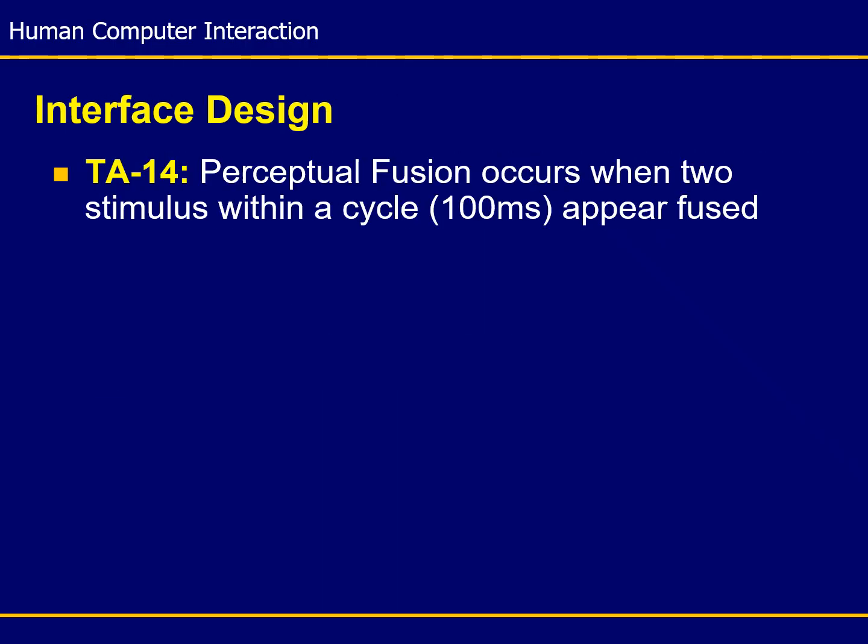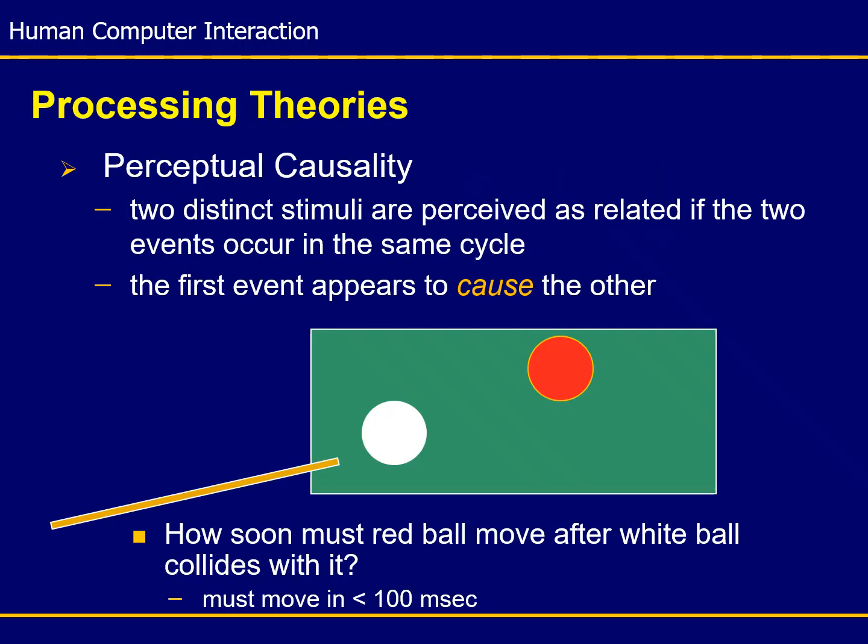So the takeaway is that perceptual fusion occurs when two stimuli within a cycle of 100 milliseconds appear fused, okay? Now, the second complementary theory related to the 100 milliseconds issue is the theory of perceptual causality, or causality, depending on your British or American English. Now, what is this notion of causality?